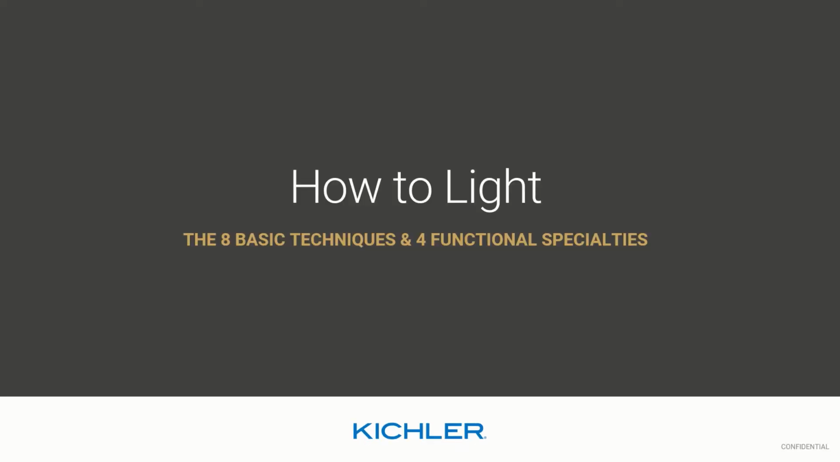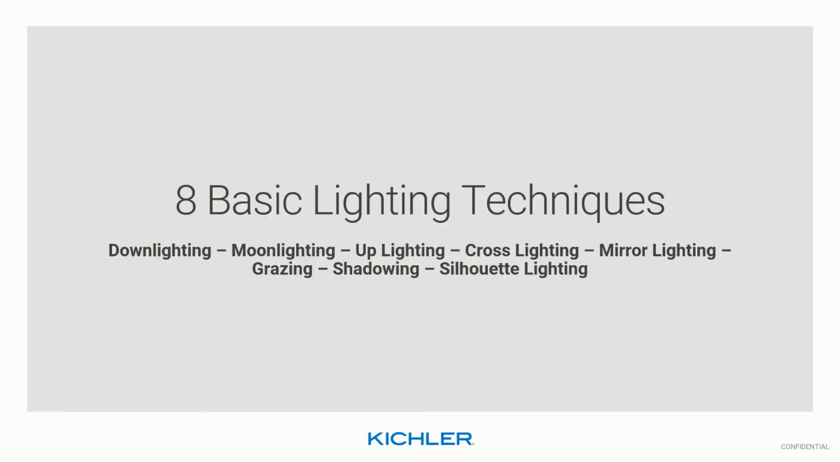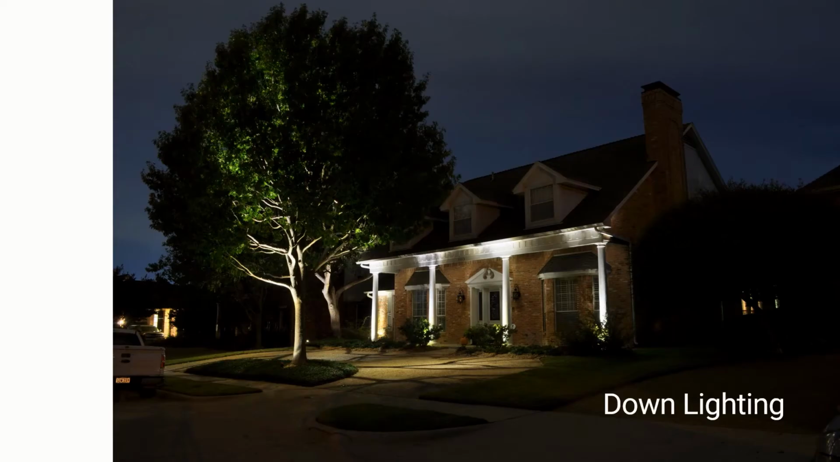We'll start with an overview of the 8 basic techniques and 4 functional specialties. The 8 basic lighting techniques are listed here. We'll go through each to provide a better understanding of how they can be used. Downlighting is achieved by placing the light overhead, aimed in a downward direction toward the subject. The high point of light is at the top and diminishes as it moves downward.